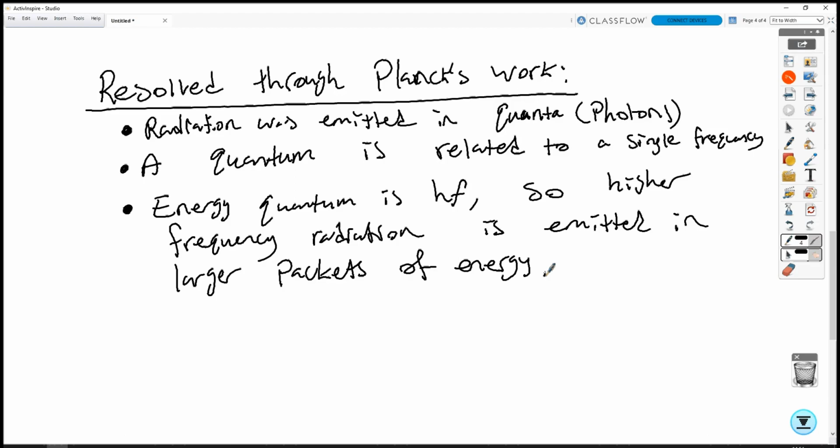The energy was also related to the temperature, so if it was hotter, it had more energy to emit. So, if it's emitting energy, then the amount of energy it emits in each packet depends on the frequency. So the higher frequencies, each packet emitted by them carries more energy with it. So you would have less of them being emitted, because otherwise you're making energy from nothing.